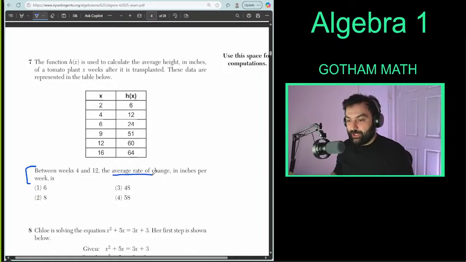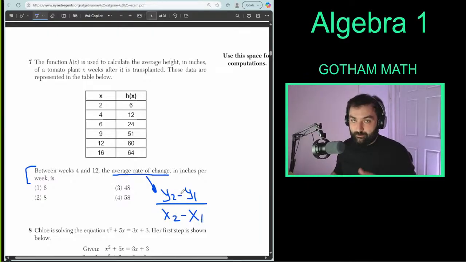Average rate of change should be something that you know really, really well how to do. Why? Because it comes up a lot. So you need to know the formula: y2 minus y1 over x2 minus x1. And yes, this is something that you do need to know. Like, some things you don't have to know to get a right answer, but this you do need to know.